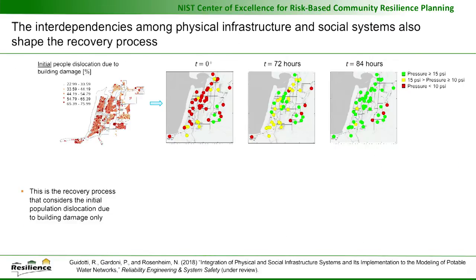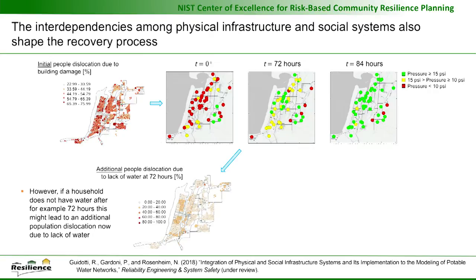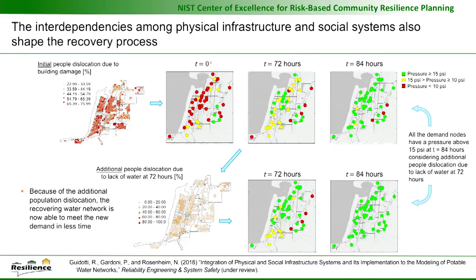The interdependencies among physical infrastructure and social systems also shape the recovery process. What I'm showing here is the recovery process that considers the initial population dislocation due to building damage only that I showed you in the previous slide. However, if a household does not have water after, for example, 72 hours, this might lead to an additional population dislocation now due to lack of water. Because of the additional population dislocation, the recovering water network is now able to meet the new demand in less time.